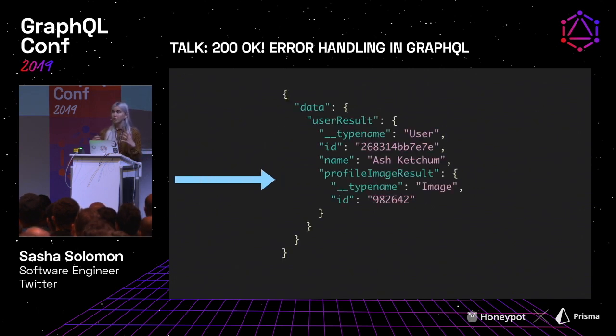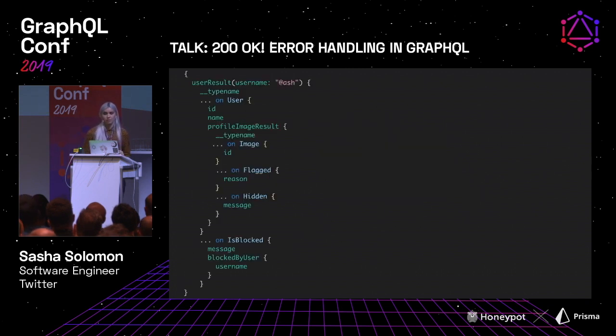Cool, so now we have back our data. We have our user result again, and then we have our type name, which is our user. We get Ash Ketchum, and now this time we actually have another result type in here, and it's image, and then we got the ID back. So cool, we got Ash, we got that user back, and we got the image. So the image was there, and it's displayed. And we've queried for this using our result types.